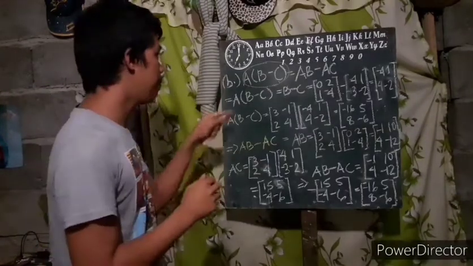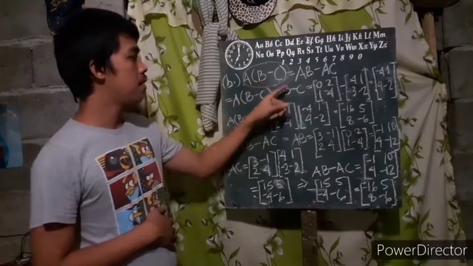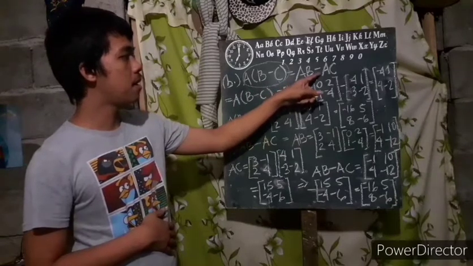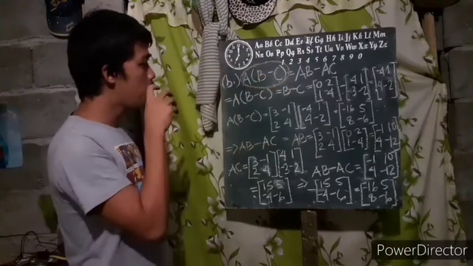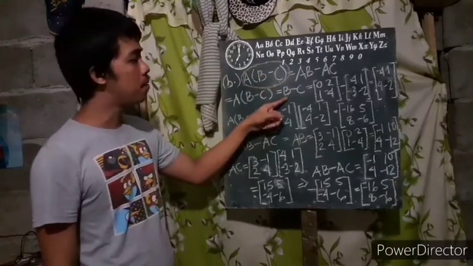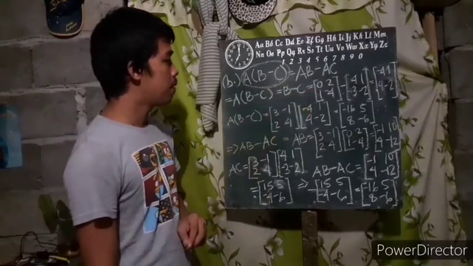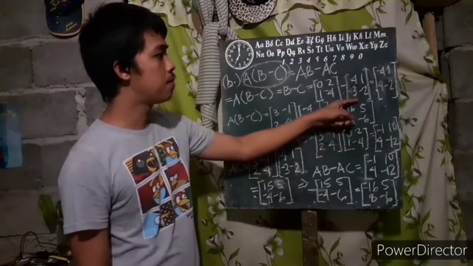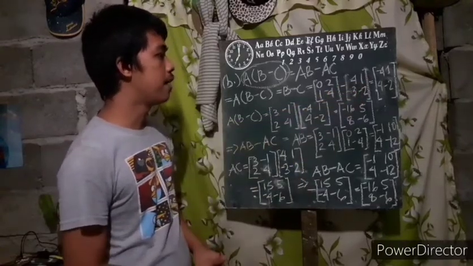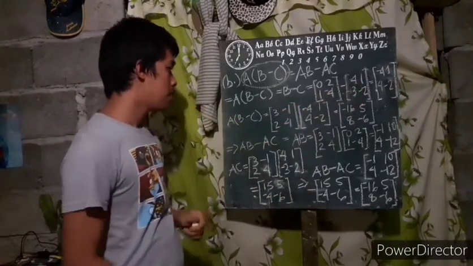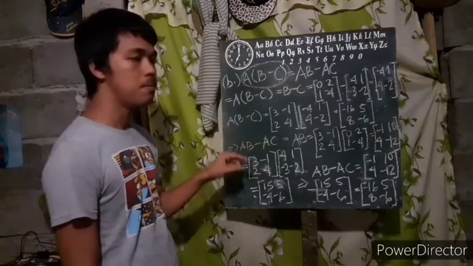And now in B, we have A times B minus C equals A times B minus A times C. So first we need to get this. We need to find first the B minus C, where the matrix of B is this, then the matrix of C is this. We subtract these two matrices and we come up with the answer of negative 4, 1, 4, and negative 2.